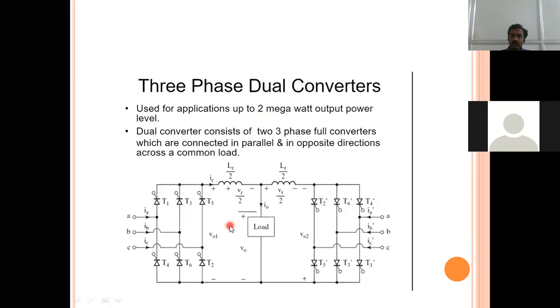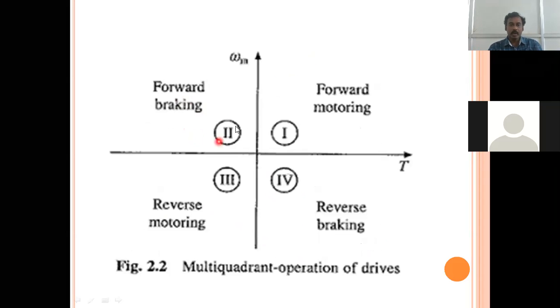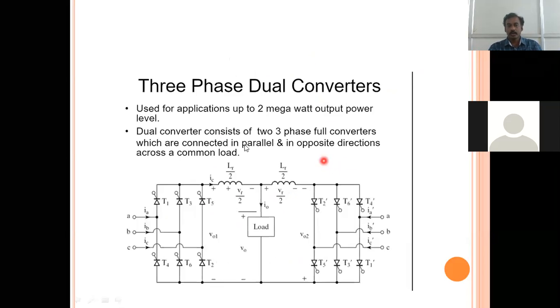So what is this dual converter? This is one converter, as I stated earlier. Here you have a load. This load may be a DC motor, and this is another converter. So phase A, phase B, phase C for converter 1, phase A, phase B, phase C for converter 2, provided with a load. These converters are considered whenever we need to consider the operation of the drive in all four quadrants. In that case, we consider these dual converters.